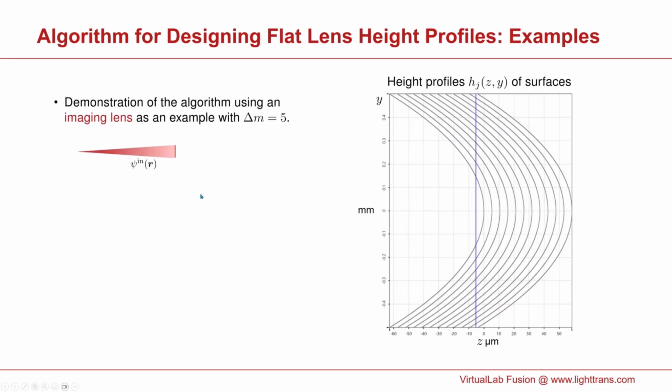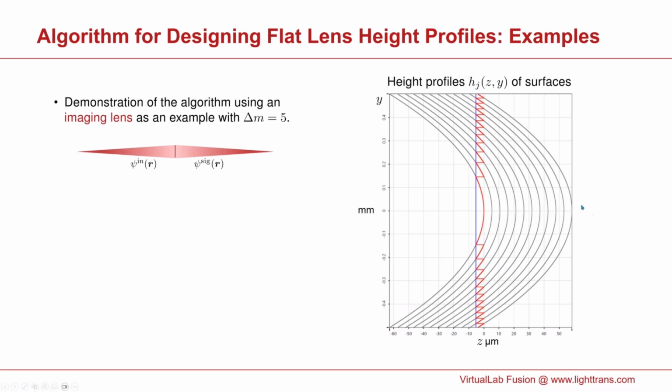Now let's go to an imaging lens. Example here for delta m equal 5. An input point is imaged to an output point, just 1 to 1 here, just for illustration. So here is the result for delta m equal 5.